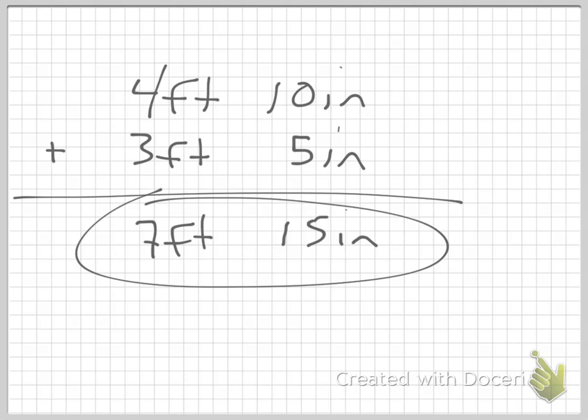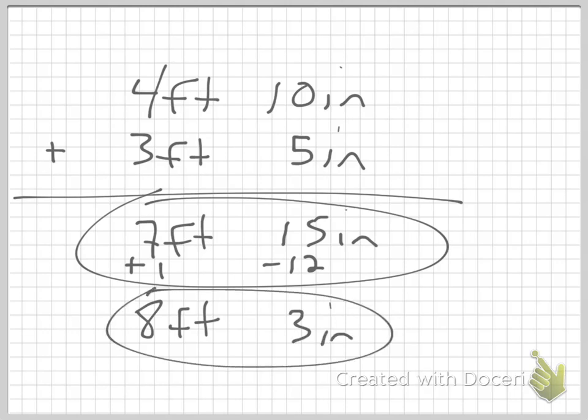You have to regroup, and you go, okay, 15 inches, that's actually more than a foot, right? So I need to take away a foot here, and add a foot here. Does that make sense? Yes. I'm taking away a foot in 12 inches over here, and I'm adding a foot over here. So this now becomes 8 feet, and 15 inches minus 12 is 3 inches. Does that make sense? Yes.